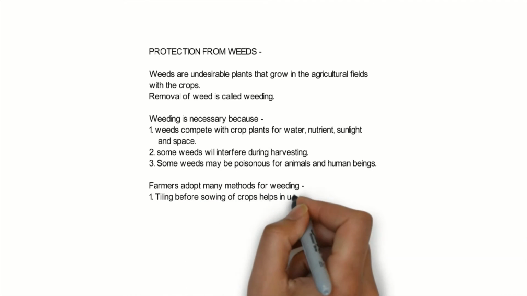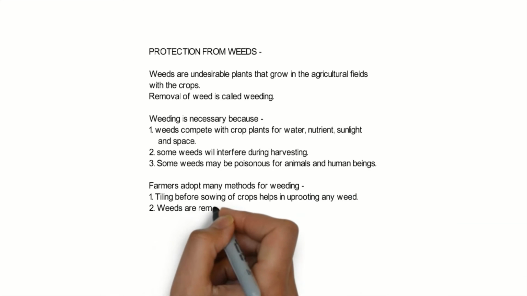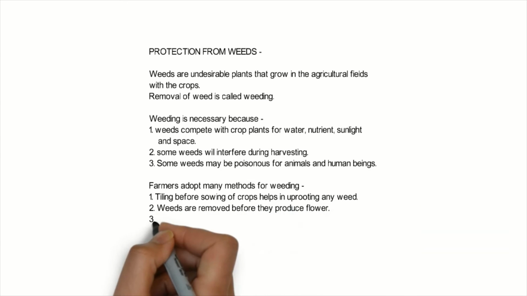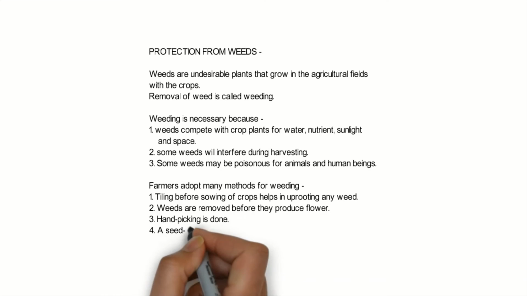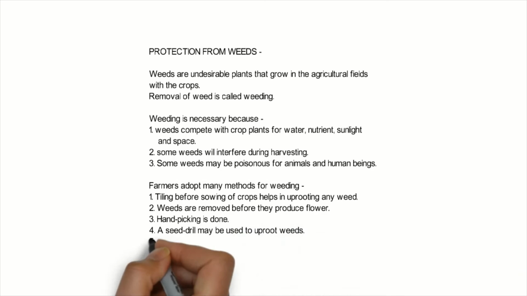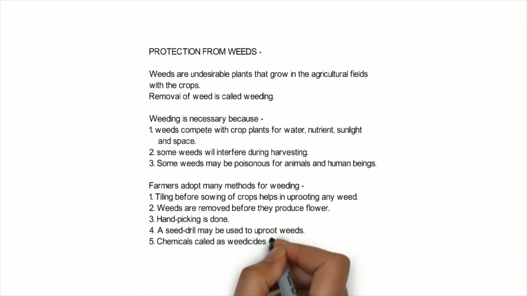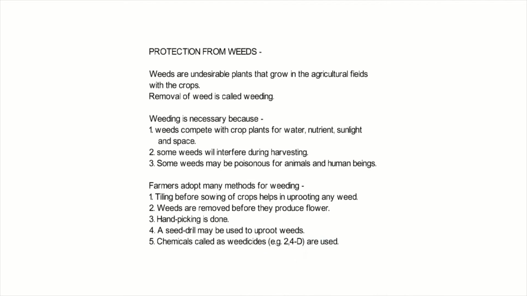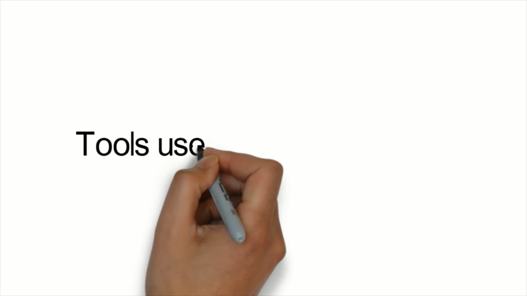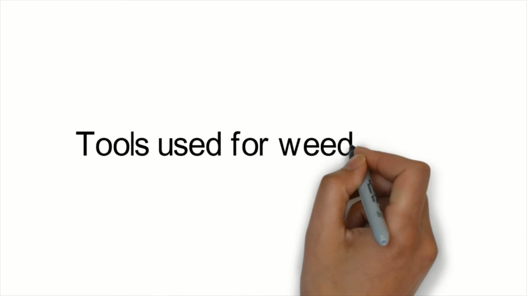Tilling before sowing of crops helps in uprooting any weeds. Weeds are removed before they produce flowers. Hand picking is done. A seed drill may be used to uproot the weeds. Chemicals such as weedicide, for example 2,4-D, are also used. The tools that are used for weeding are as follows.